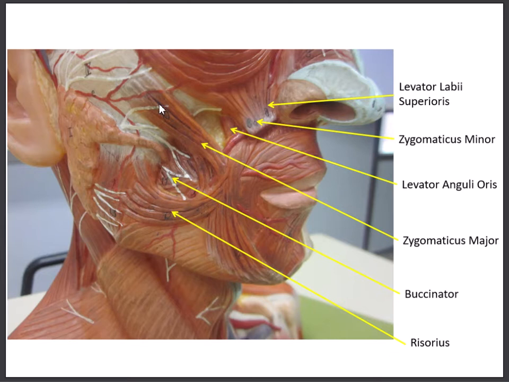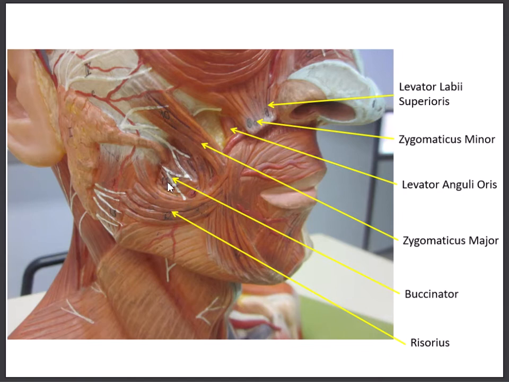The Zygomaticus major starts on the cheekbone, the zygomatic bone, and also goes to the corner of the mouth. So when it contracts, it's also going to pull the corner of the mouth up and back, as in smiling. So this is our second smiling muscle.